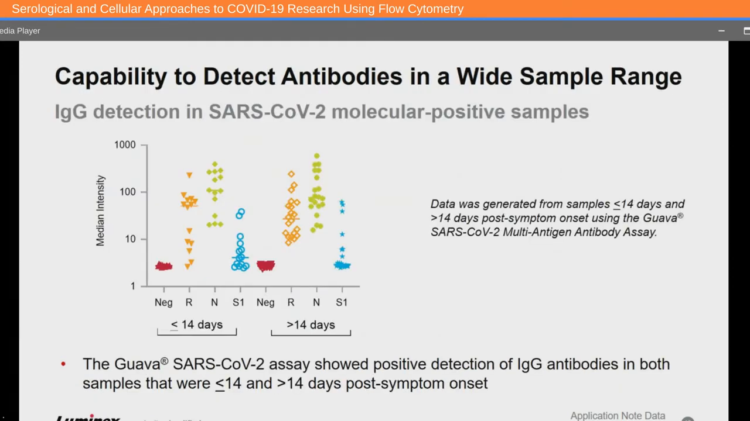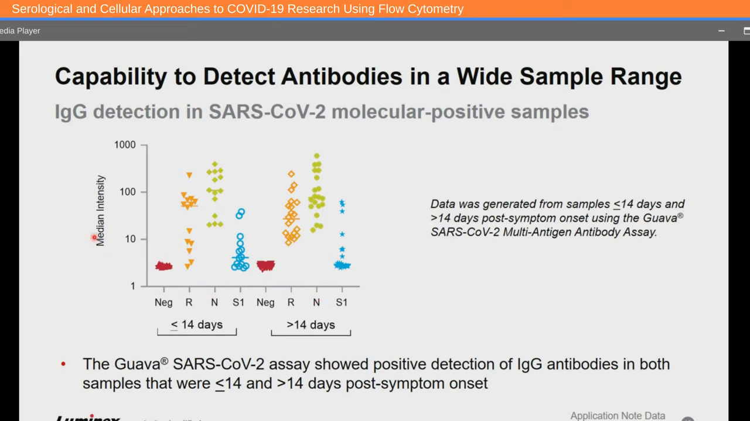We next looked at antibody response in samples collected from different positive donors at different periods of time post-symptom onset. 2 sample types were studied. One set included 14 donors, which were collected within 14 days of first symptom. The second set included about 20 donors, and these were positive and collected at greater than 14 days post-symptom onset.